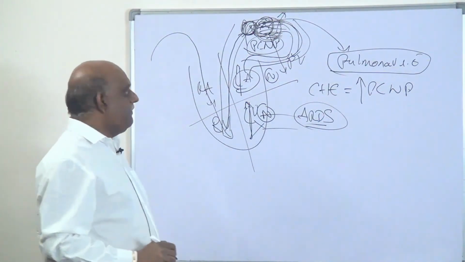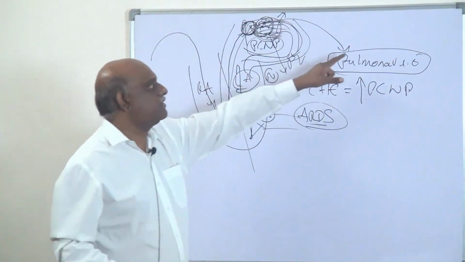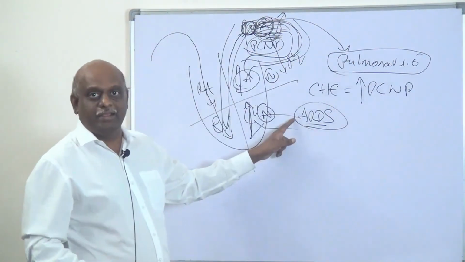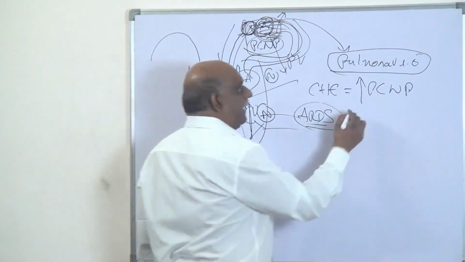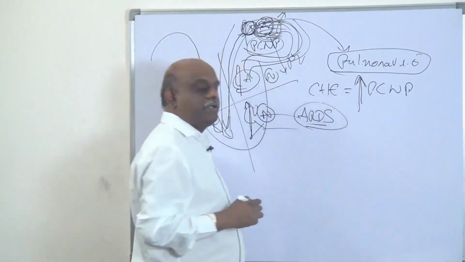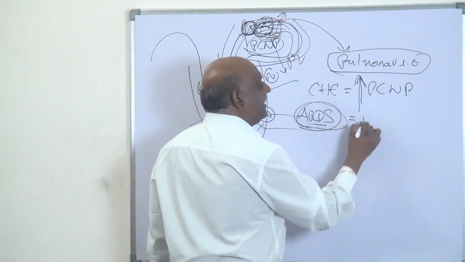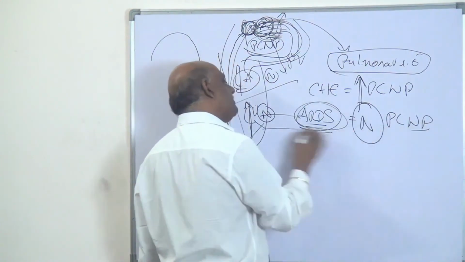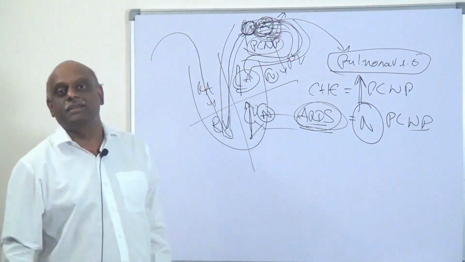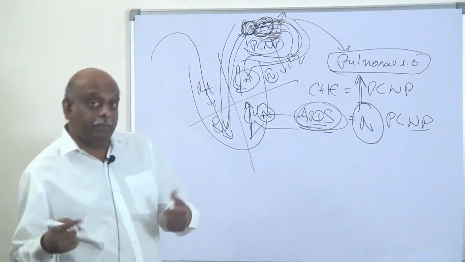But what is the difference between the pulmonary edema you see in CHF versus the pulmonary edema that you see in ARDS? In the pulmonary edema of CHF, there is an increased pulmonary capillary wedge pressure, but in the pulmonary edema of ARDS, there is a normal pulmonary capillary wedge pressure, is what you need to remember. So, another important difference.